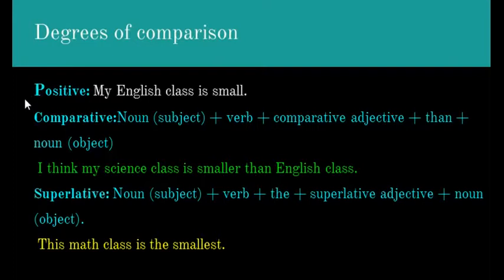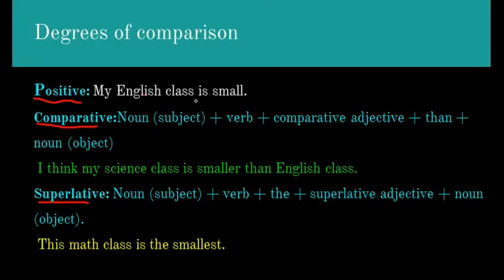We have 3 degrees of comparison: positive, comparative, and superlative. Let's say positive degree. An adjective that does not make a comparison is said to be in the positive degree. What does it mean? Let's see an example.